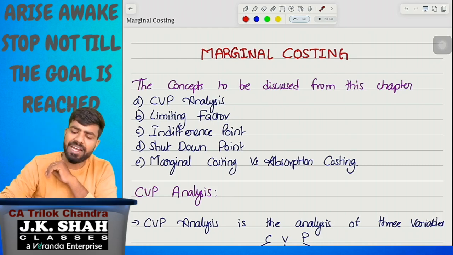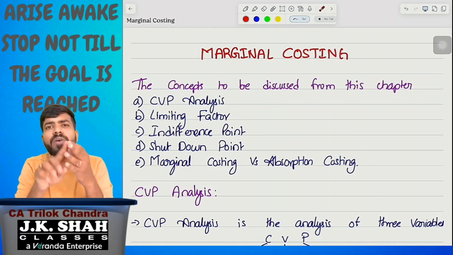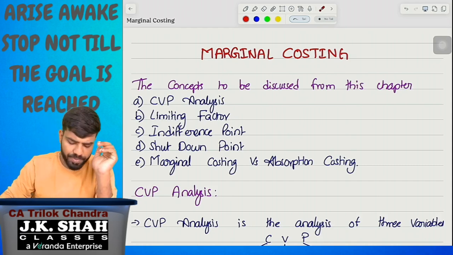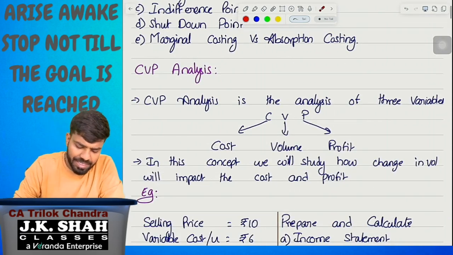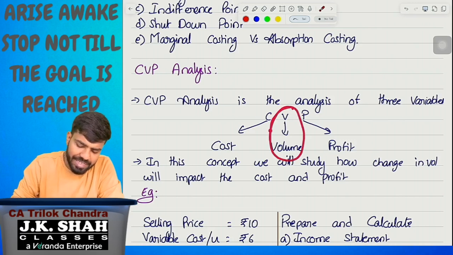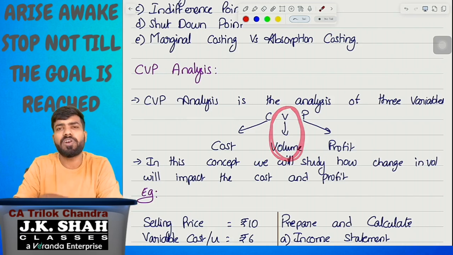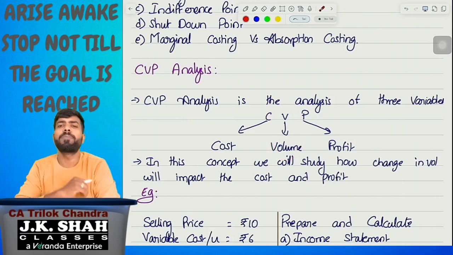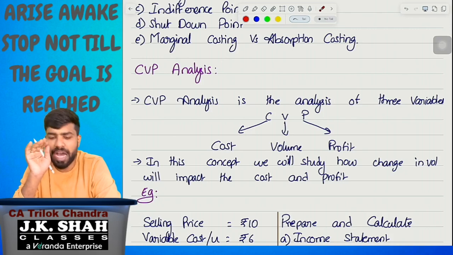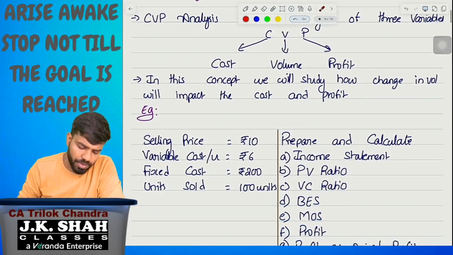CVP analysis stands for cost, volume, profit analysis. So the major discussion in this, look at here. CVP analysis is of three variables, that is cost, volume, profit analysis. The major discussion is how the volume is going to impact the cost and how the volume is going to impact the profit. That is the major discussion of this chapter. Are you understanding?